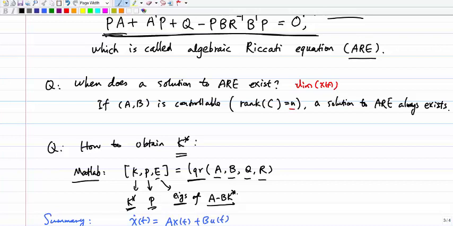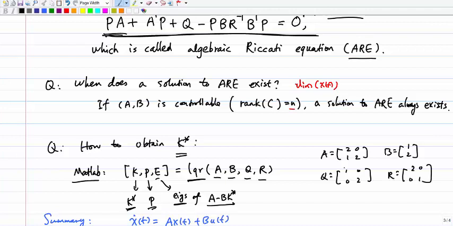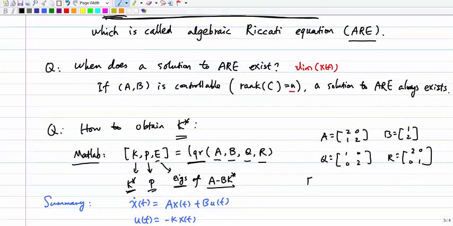If I give you a homework or a question on this, you just use MATLAB and input the LQR command to specify your A, for example 2 0 1 2, B, let's say 1 2, and Q as 1 0 0 2, and R as 2 0 0 1. You just input those matrices and then say K, P, E equals LQR of A, B, Q, R. Now you are done. It will return the K and P values.